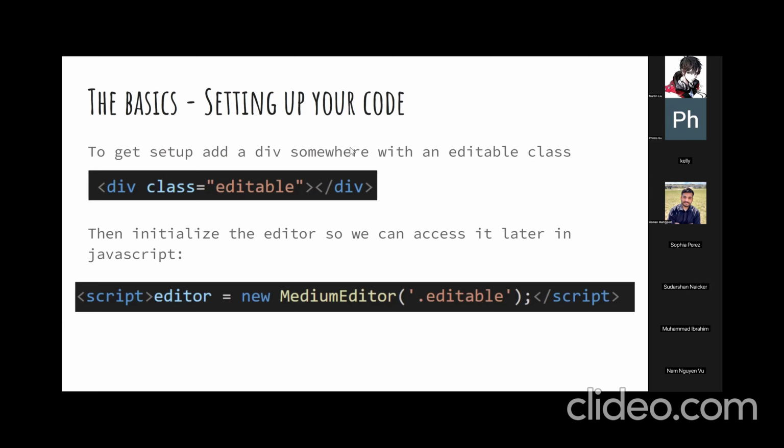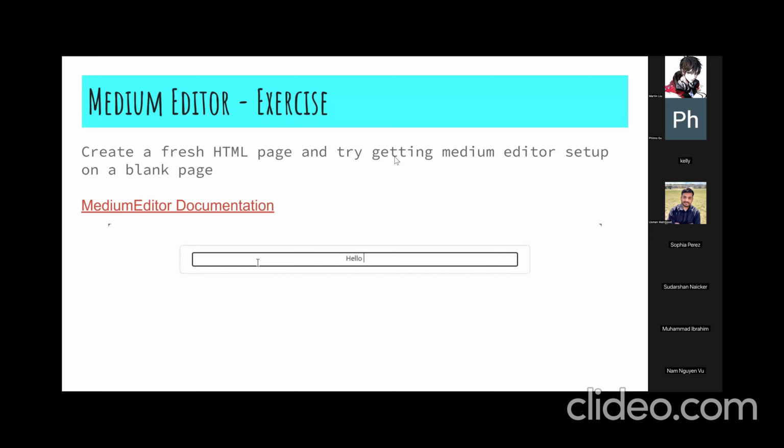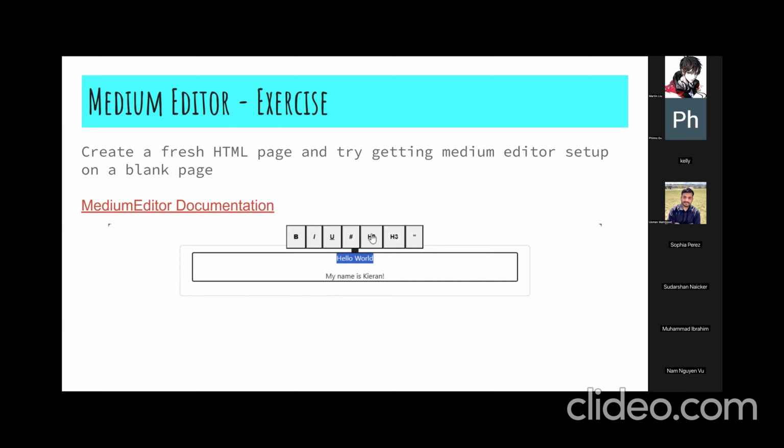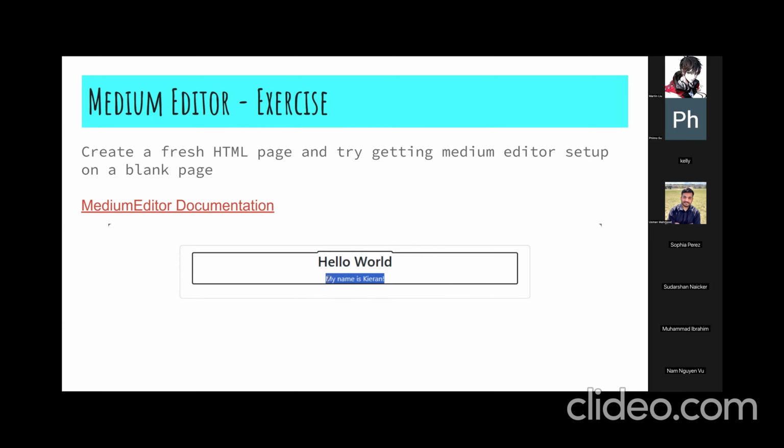So in order to set up the code, you can first do the setup by adding a div somewhere with an editable class. So again, you're going to be calling this class editable on the div, and then you can initialize the editor so that you can access it later in JavaScript. So in your script component, you can call it edit equals new MediumEditor, editable, which is going to allow you to manipulate the contents inside of this div. Don't worry about this exercise. You can check on the GitHub to see the exercise and try implementing it yourself.